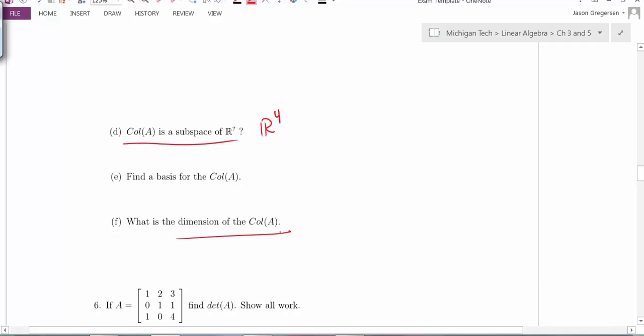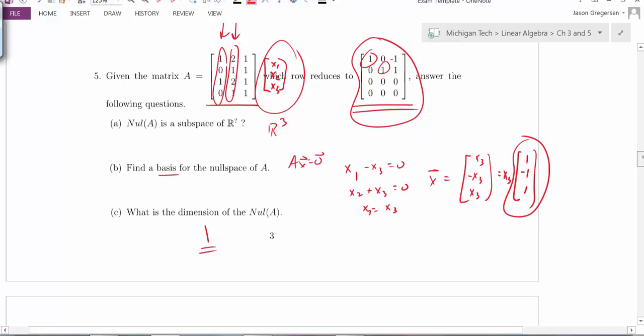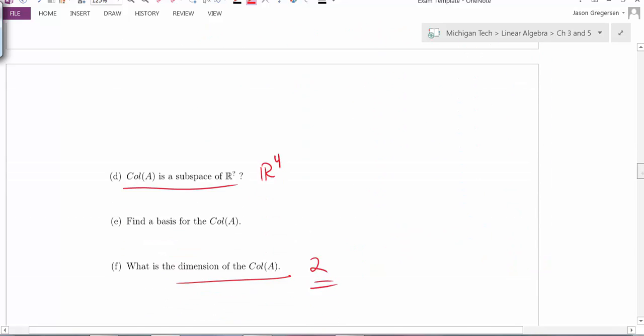And the last question is, what is the dimension of the column space of A? Well, if we have two vectors in the basis, the dimension of the column space must be 2. And so once again, we see that the dimension of the column space is 2, the dimension of the null space is 1, and the number of columns in our matrix A is 3. And those values should add up like that.